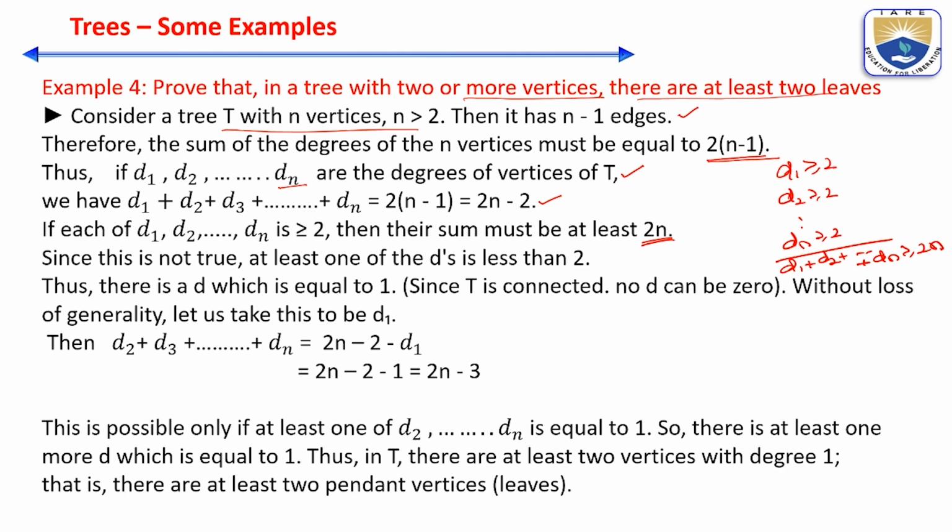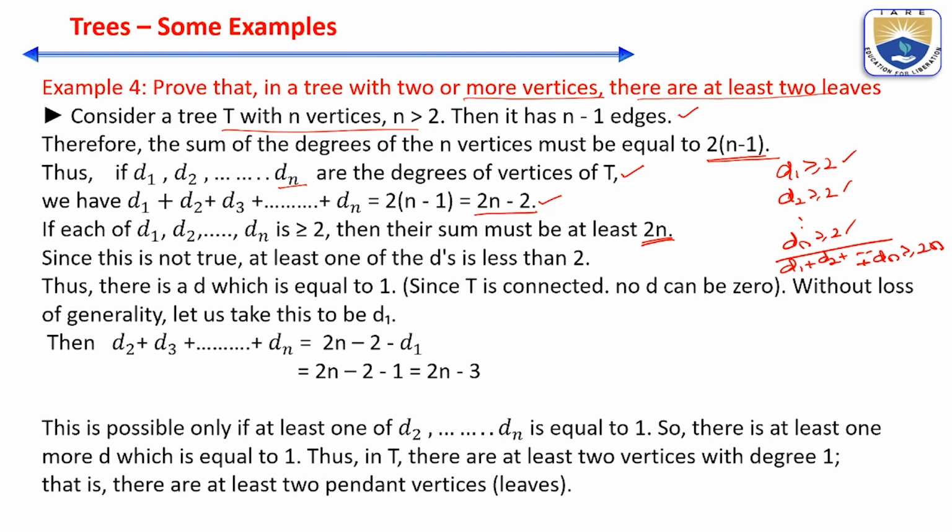Since this is not true, at least one of the di's is less than 2. See, if I consider each and every degree like this, then I am going to get a sum greater than or equal to 2n. But we have the sum of the degrees of all vertices as 2n-2. So that means at least one vertex degree is less than 2.